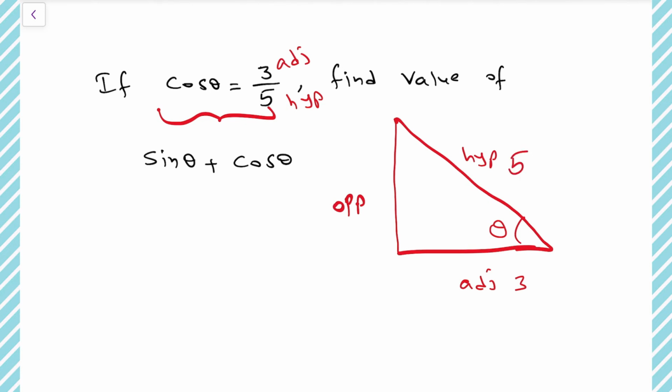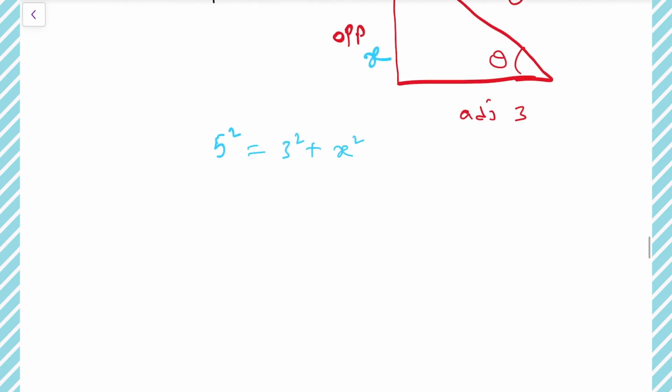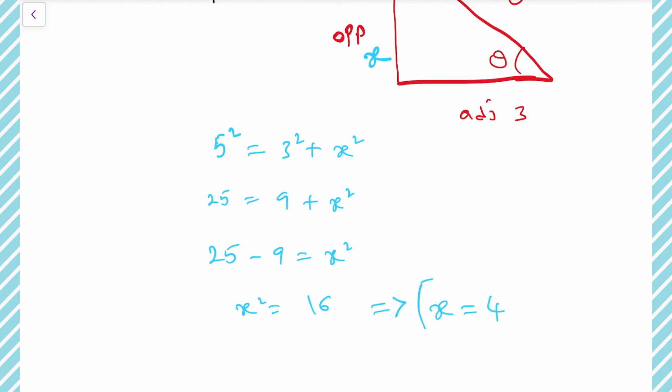So two measurements are there. Here the unknown measurement, the opposite side, is there, that we need to find out. So let us apply the Pythagoras theorem as usual. 5 square is equal to 3 square plus x square. 5 square 25 equals 3 square 9 plus x square. Take 9 to this left side. So 25 minus 9 is equal to x square. Then x square is equal to 25 minus 9, 16. x square is 16. Then x is equal to 4.